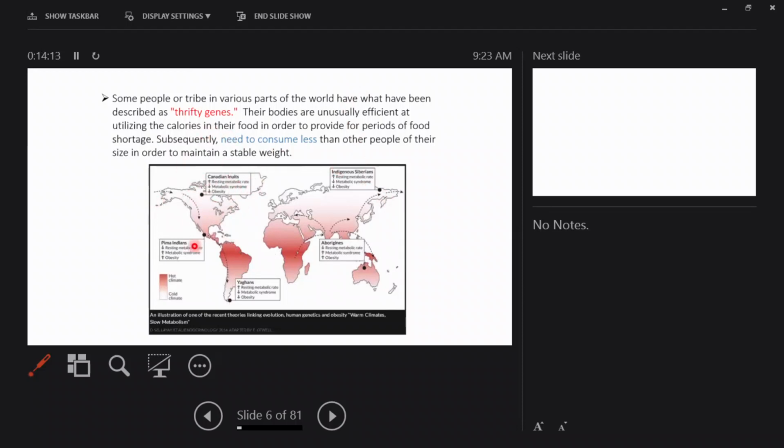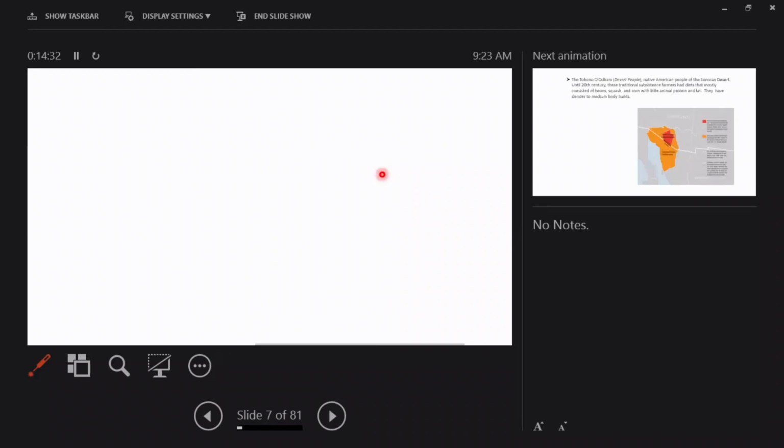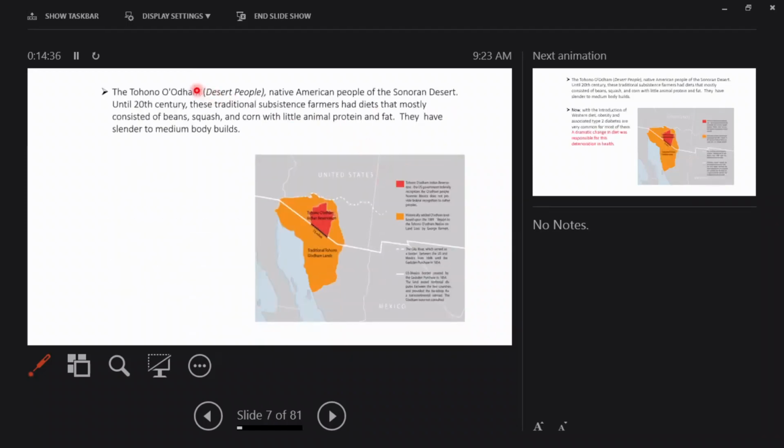So these are the areas: Canadian Inuit, Pima Indian, Yagan, Aborigines, and indigenous Siberia. People living in these very cold areas have this type of gene. Then the Tohono O'odham, or desert people, Native American people living in the Sonoran Desert until the 20th century. These traditional subsistence farmers were farmers for centuries, for maybe hundreds of years. From their great great grandfathers, they are a farming community.